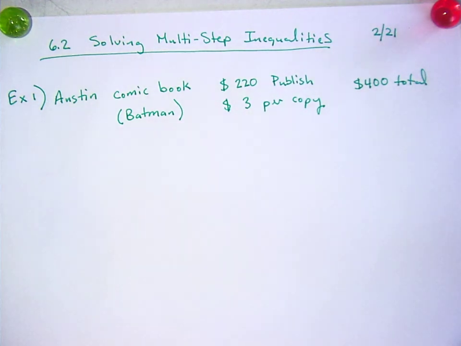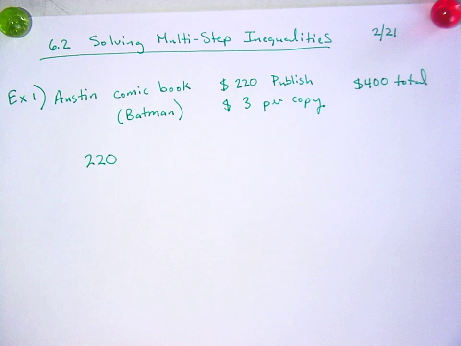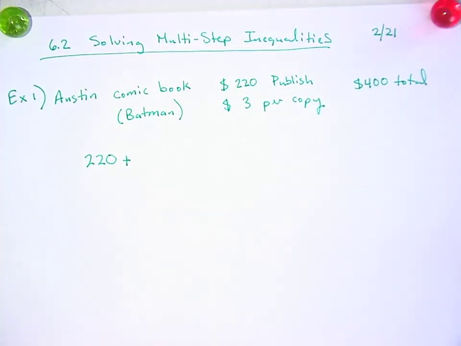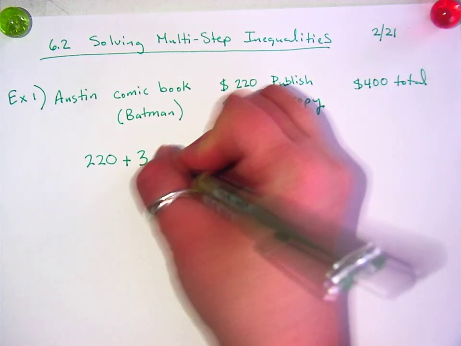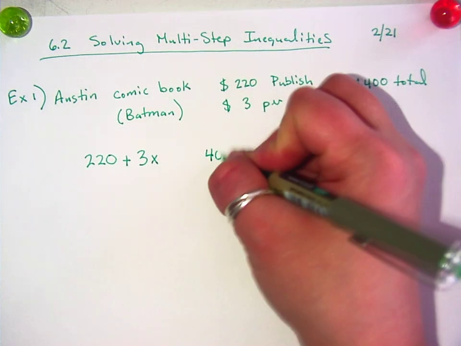What does he have to spend no matter what? Austin? The $220 you have to spend no matter what. I'm not going to put a variable with it. I'm just going to leave it as $220. Plus, you have to spend $3 per copy. How do I write that out? 3x, 3c, 3b, whatever you want to call it. We'll call it 3x. And then you've got $400, right, which I'm going to put over here.